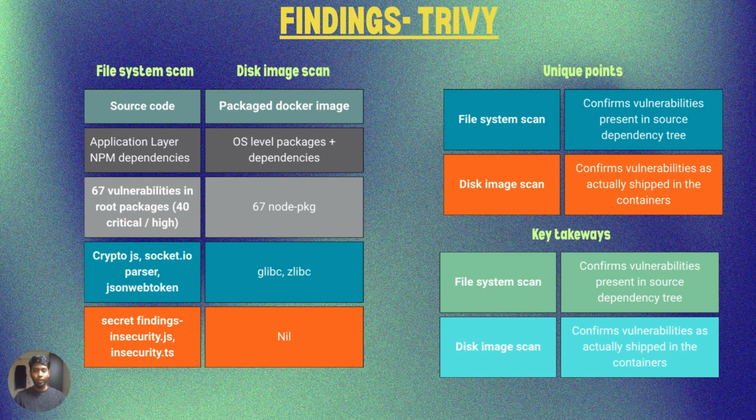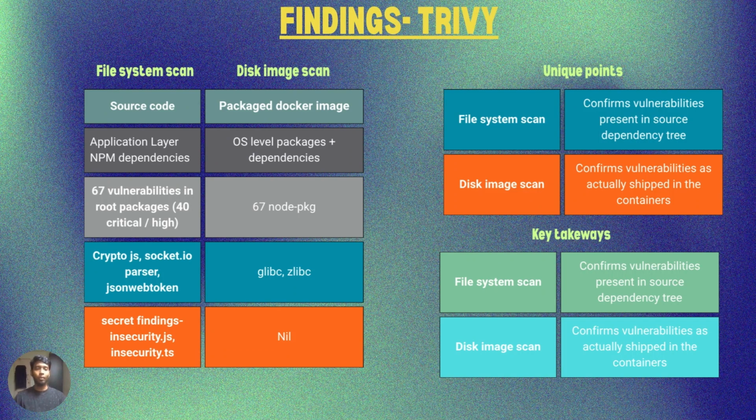If we look at the findings of the scans, the total vulnerabilities found in root package.json, which is the main file, if we filter it by high and critical, there were 40 high and critical level vulnerabilities in file system scan, but the total was 67. The rest of the severity was below critical or high, and in image scan there were also 67 vulnerabilities. And in front end, the file system scan found a total of 17 vulnerabilities, among which 7 were high and critical. For the image scan, the result was also the same.